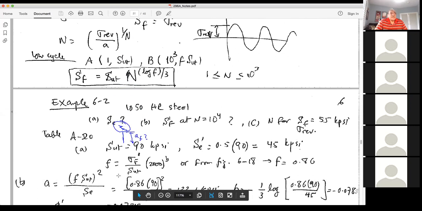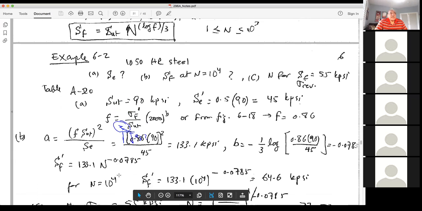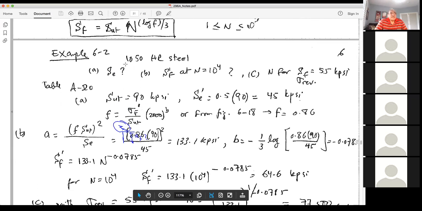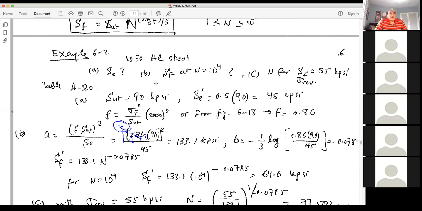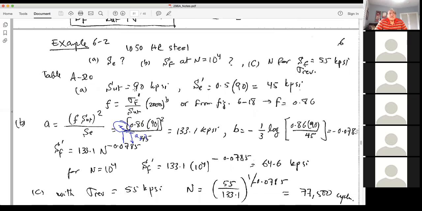So I will now look at a quick example. I have steel 1050, and I want to find the endurance. I want to find S at N equals 10,000 cycles, and I want to find N for S equals 55 fully reversed. So quickly, from the table, we get S ultimate 90, and we get S endurance to be half of that, 45. We get F from this correlation or from figure 6.18, and it comes to be 0.86.